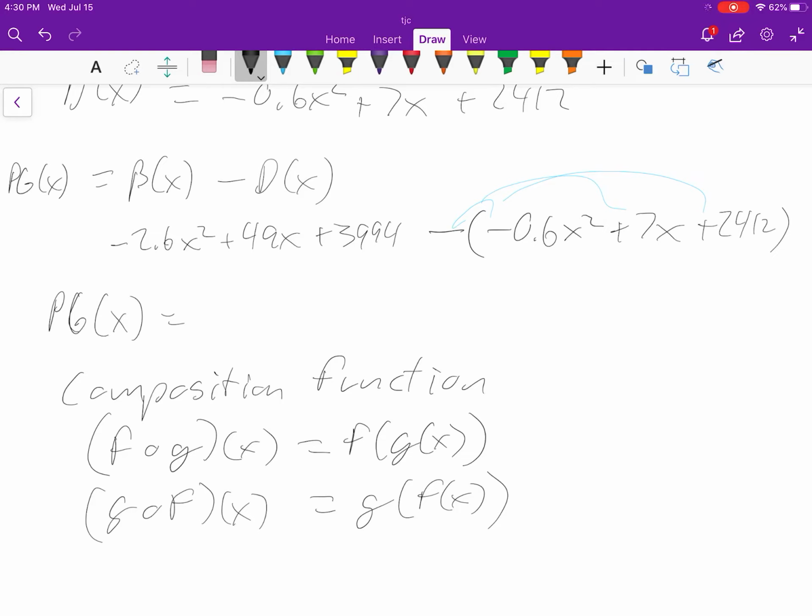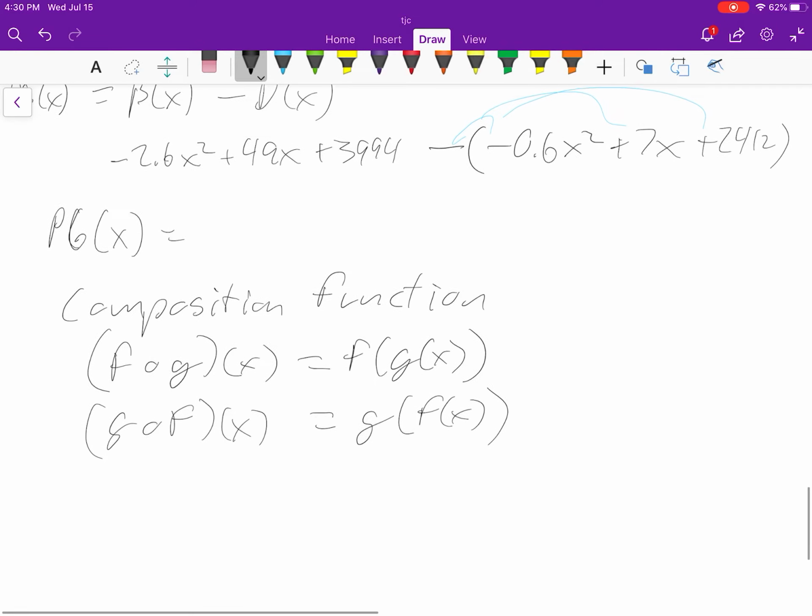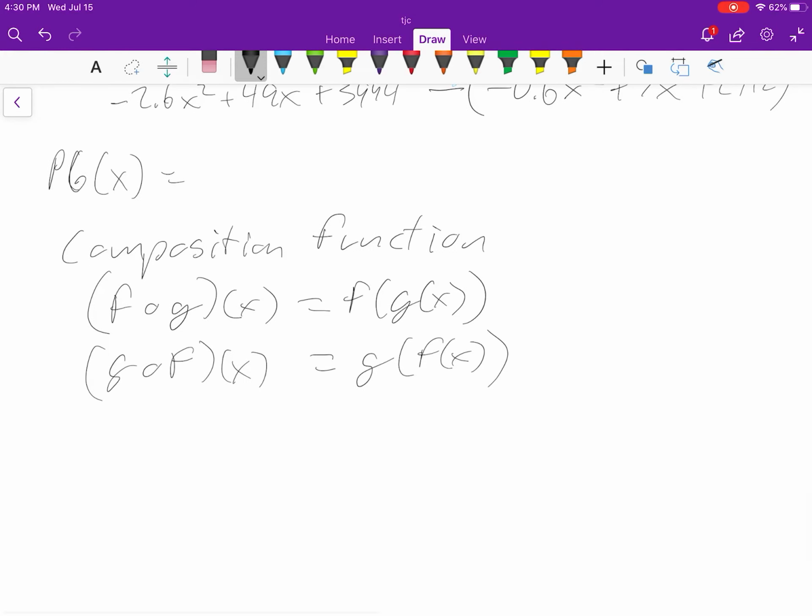And don't think that composition is commutative. Multiplication is commutative. This is not multiplication. So f of g of x is not necessarily the same thing as g of f of x. So don't just assume that. So for an example of what composition of functions is, it's best to just look at an example to figure it out. So let's say we have an f function.